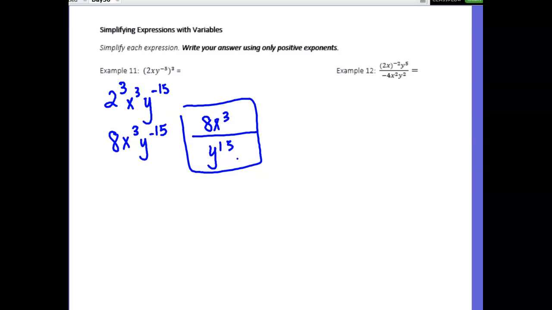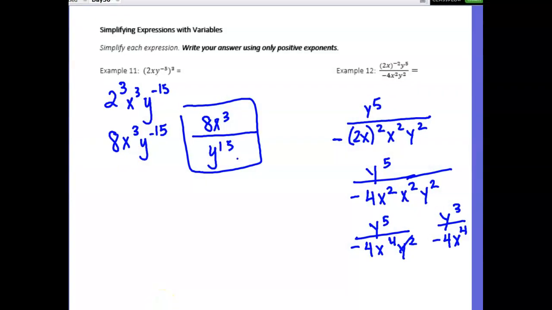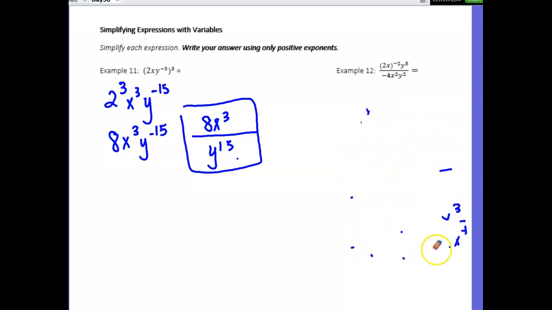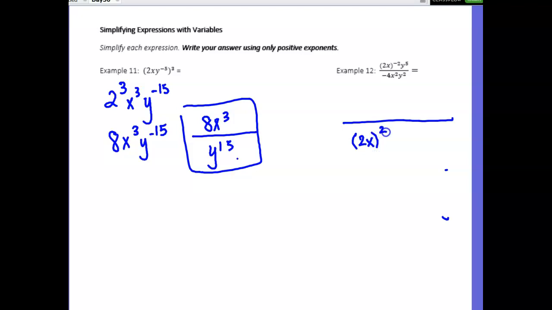Okay, so we're going to go to example number 12. Okay, so with example number 12, I'm going to start out and take this 2x to the negative 2 power. I'm going to move it to the denominator. So we've got 2x squared. I'm going to make it positive. The y to the 5th will stay up top. Okay, on the denominator, we've got negative 4. Okay, and then we've got the x squared, y squared. Okay, so that's my first step.